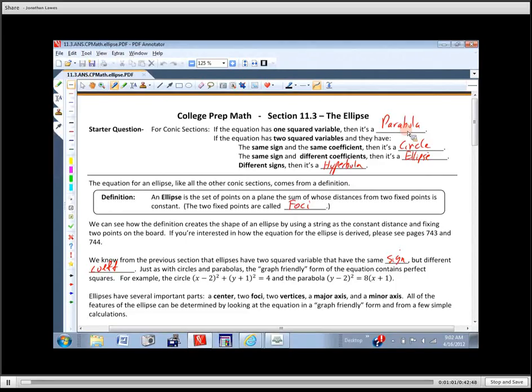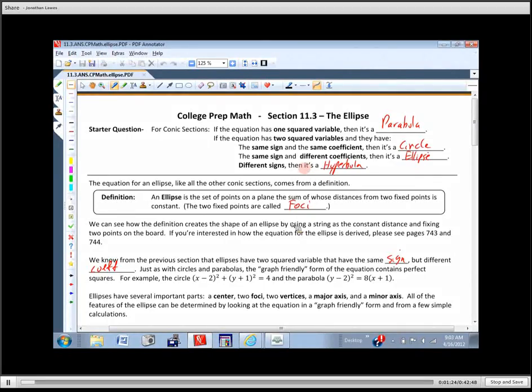Okay, if you've got two squared variables, then you have to look really closely. If they have the same sign and the same coefficient, it's got to be a circle. And again, we're talking about once you put everything on one side. Okay, if they have the same sign and different coefficients, then it's going to be an ellipse. And if they have just different signs, doesn't matter what the coefficients are, even if they are the same, if they've got different signs, then it's going to be a hyperbola.